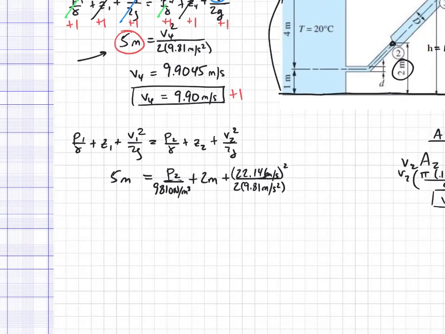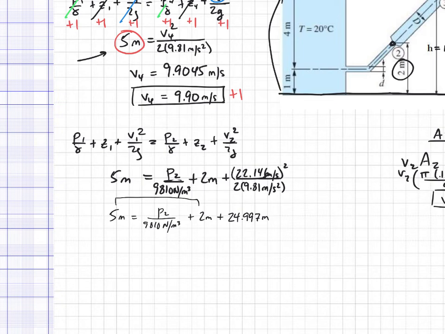Just to give you an idea of the scale of these numbers, we've got 5 meters equals some P2 over 9810 newtons per meter cubed plus 2 meters. These two are just elevations, but this velocity head is a big number. It is almost exactly the same, and it should be exact if there were no rounding errors, but I'll leave it as the calculator spits it out. That's a huge amount of energy right there. All this elevation has been converted to a really rapid velocity because the pipe is narrow.